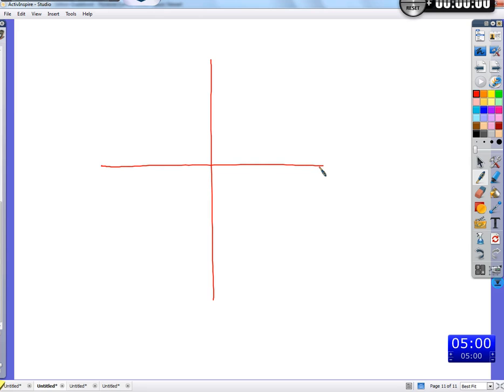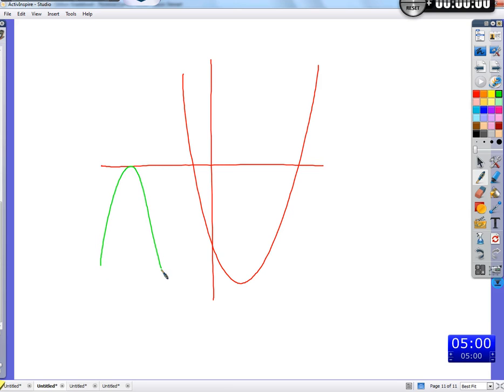How many x-intercepts could a parabola have? 1, 2. Could have 1? Could have 2? Any others? None, right? You could have none. You could have 0, or 1, or 2. So here's an example of one that has 2. Wait, how would it have 0? Well, here's an example of one that has 1, and here's one that has 0. Okay. Comes down and goes back up before it ever gets down to the x-axis.